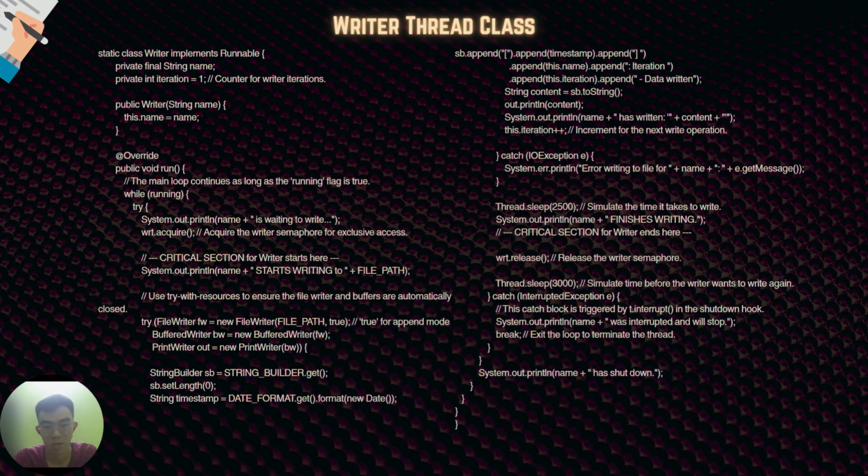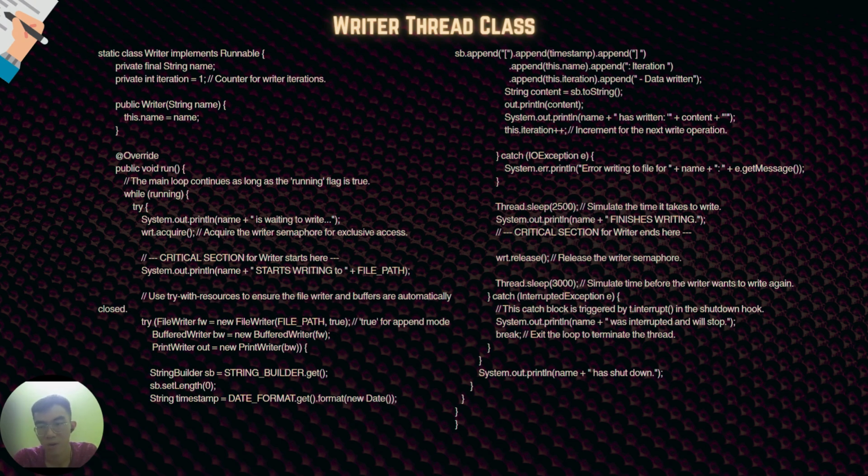And then for the string builder, sb equals string builder dot get. This means that we will retrieve the thread local value and then set the length to 0, which means that we will empty the string builder and then we will use it again. For the timestamp, it is the variable that retrieves that format. And then we will use the append method to combine all the format of the information. And then we will use the content variable dot toString so that all the information will become a string. And then the content will be printed out in the file and also in the terminal, by using the printwriter out and also the system out. Next, the iteration will increase, and then we'll see the IO exception.